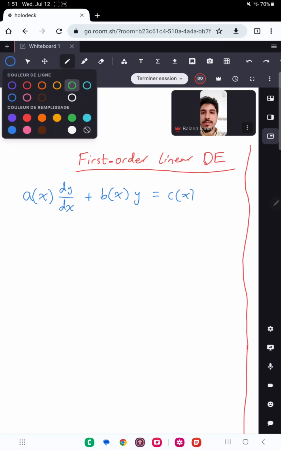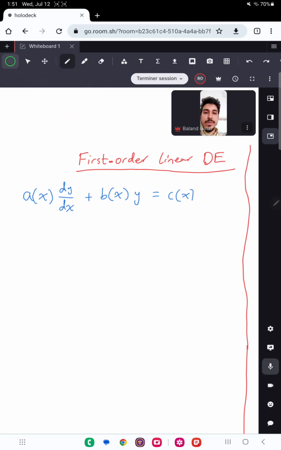You can see here that the reason we call it first order is because we only have the first derivative. We don't have a second derivative in the equation. And we can see that it's linear because all the terms are linear in terms of y. In other words, the exponent of the derivative of y is 1, and the exponent of the y term is 1. We don't care about the exponent of the x terms. So that is how you spot a first-order linear DE.